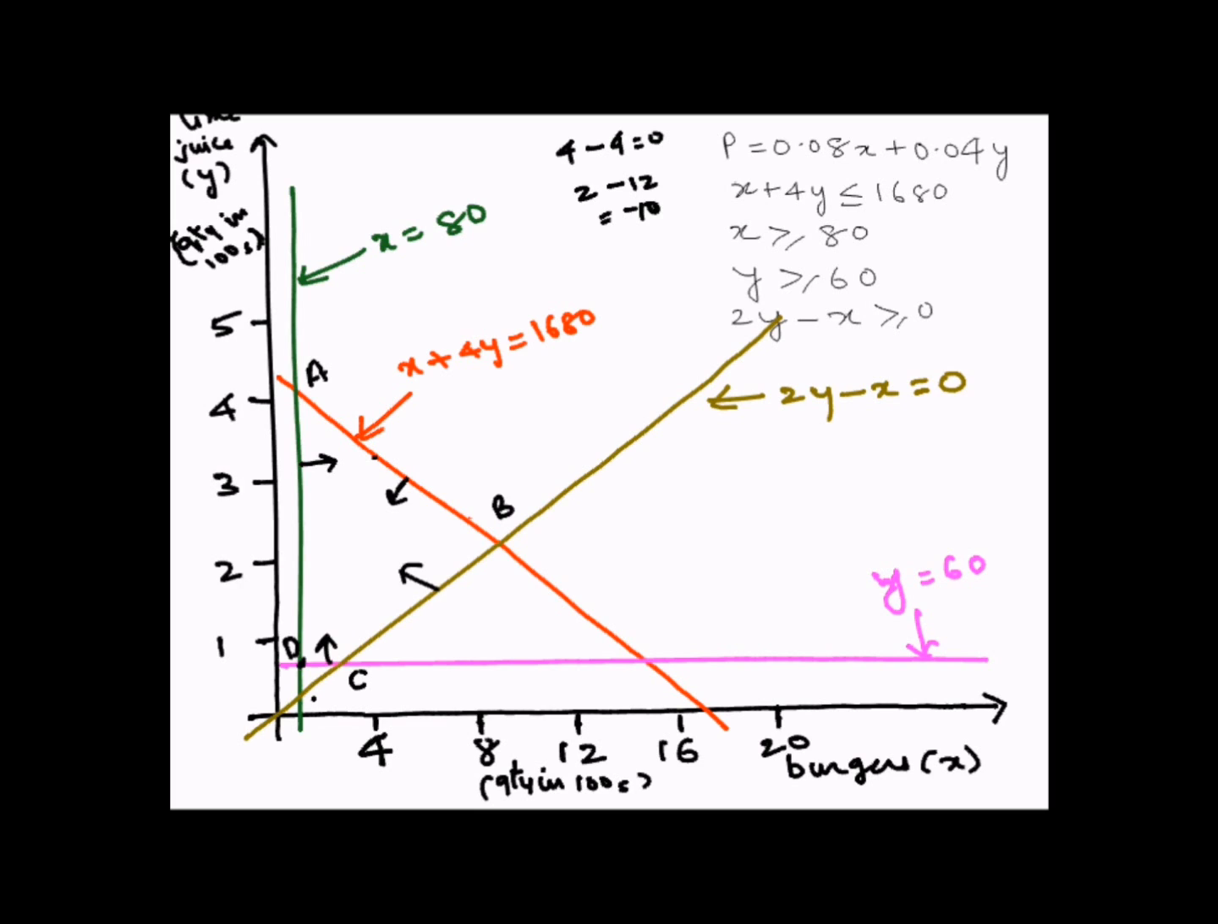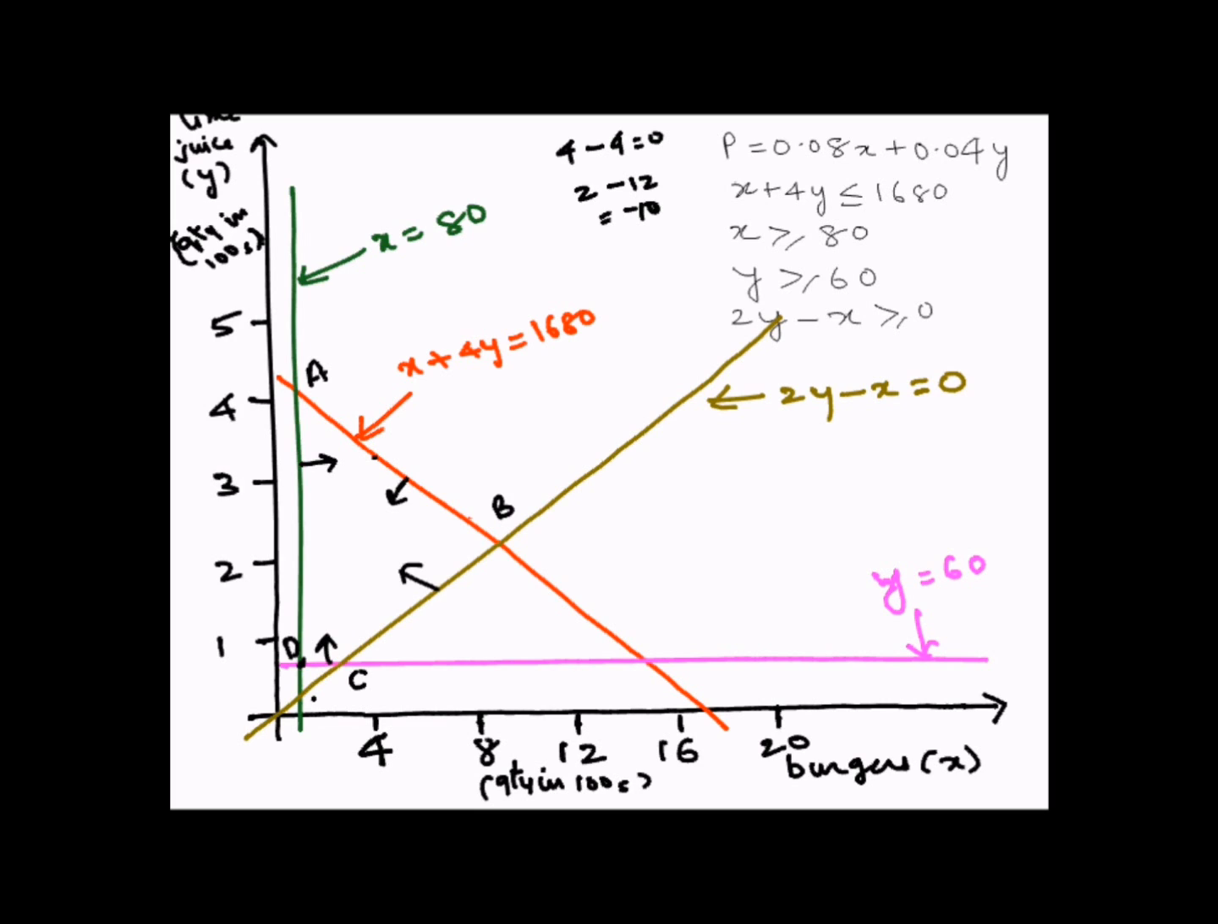Now to identify the coordinates of these edges, if we solve the 2 equations of the lines on the intersection of which these points lie, then we can find the value of x and y for these points, and then we can fill these values in the objective function line to solve for p.